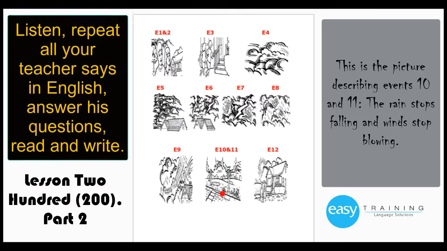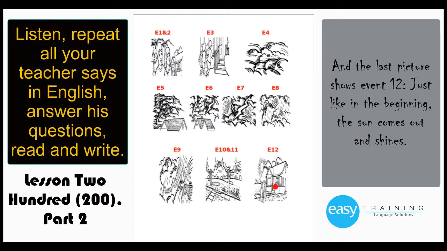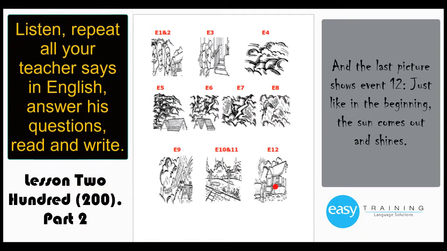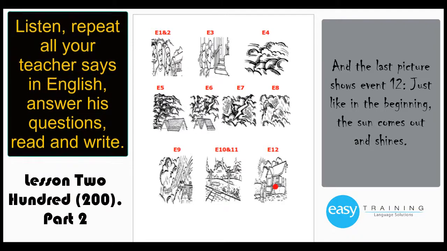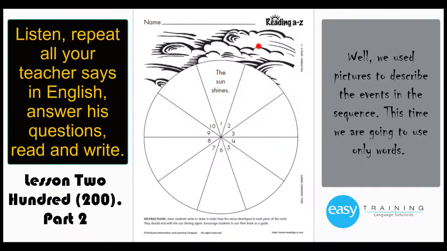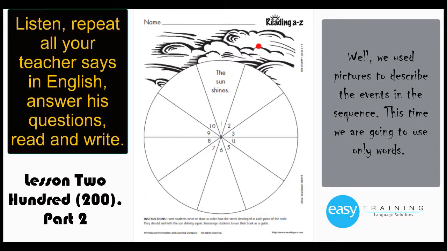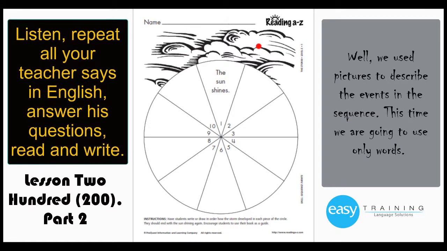The rain stops falling and the winds stop blowing. And the last picture shows event 12. Just like in the beginning, the sun comes out and shines. Well, we used pictures to describe the events in the sequence. This time we are going to use only words.